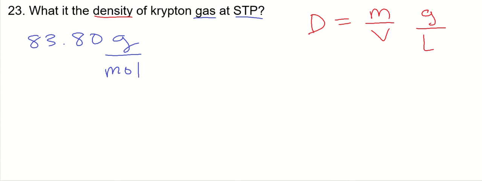Well, if we want to get rid of moles, we need to put a conversion factor with moles on the other side of it, right? So that way we can cancel the moles out. Now, we not only want to cancel moles out, but we want to get liters on the bottom. We have a conversion factor for this, right?